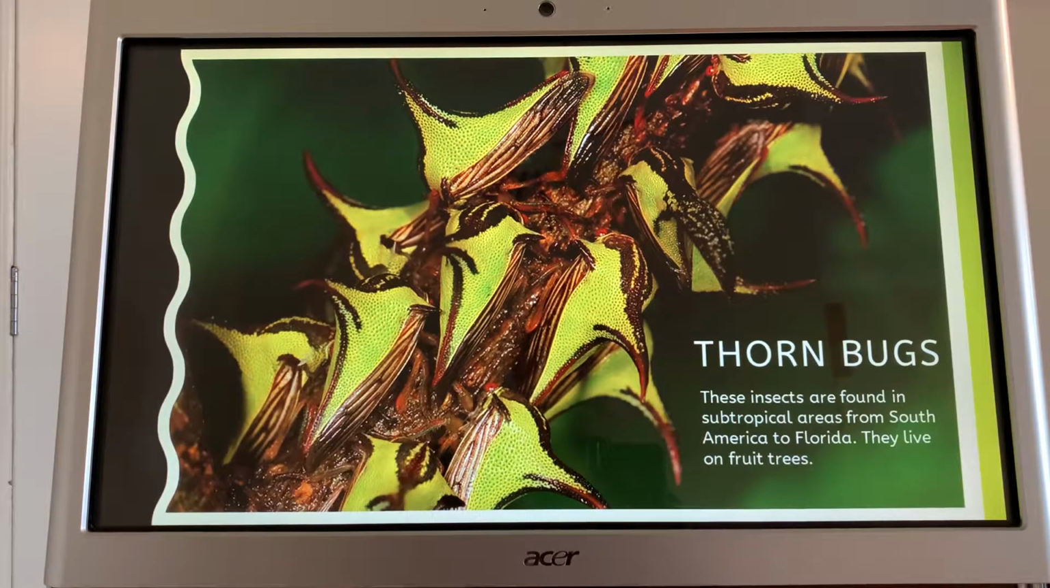Moving on, thorn bugs. These insects are found in subtropical areas from South America to Florida. They live on fruit trees.